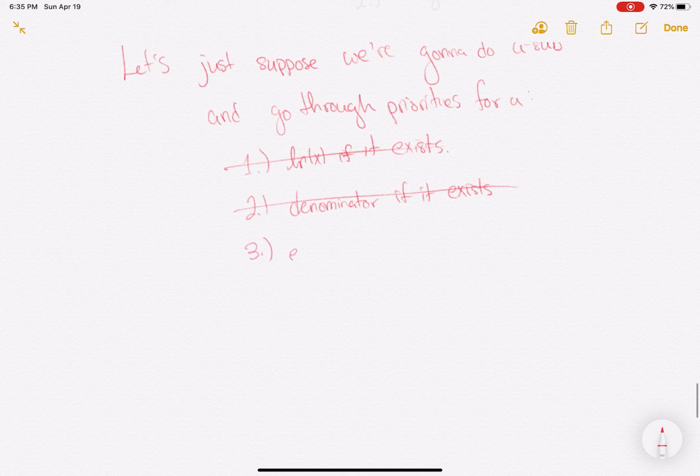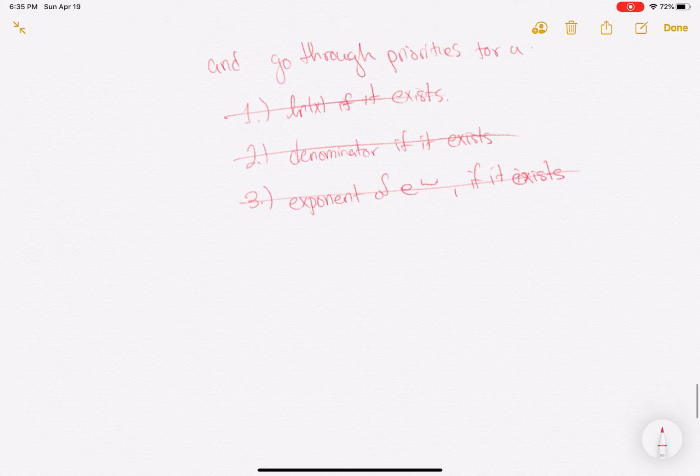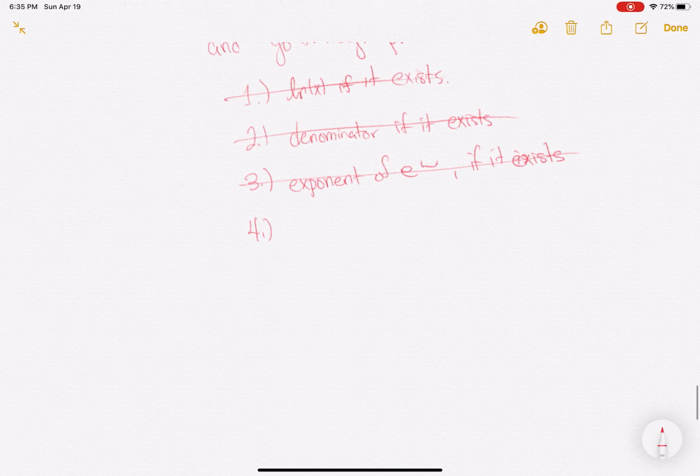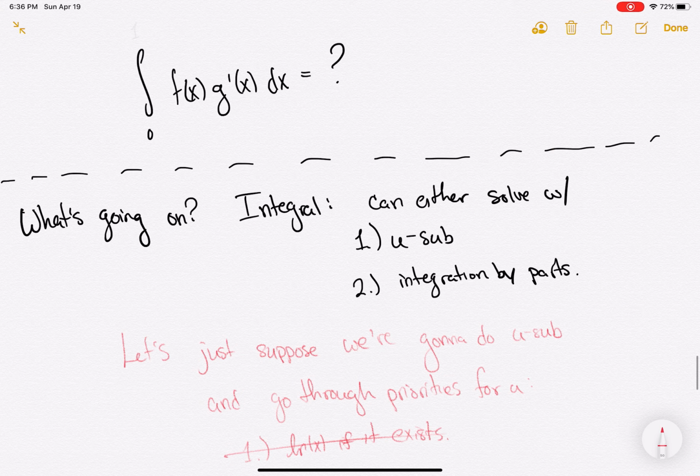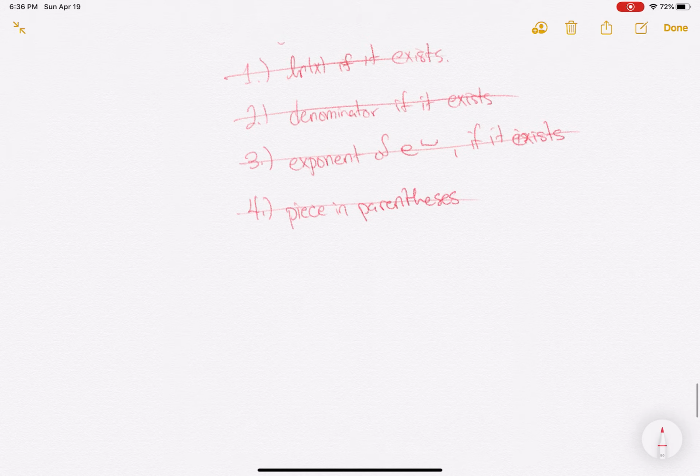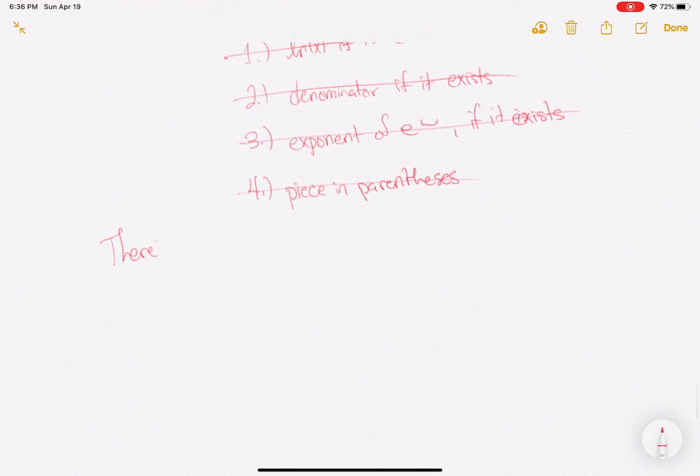Priority 3, exponent of e if it exists. Once again, doesn't exist. Number 4, piece in parentheses. If this were a u sub, the piece in parentheses would have to be the thing we're choosing. I guess there's an x in parentheses, but there's absolutely nothing here in parentheses. There's no way to make this a u sub problem.